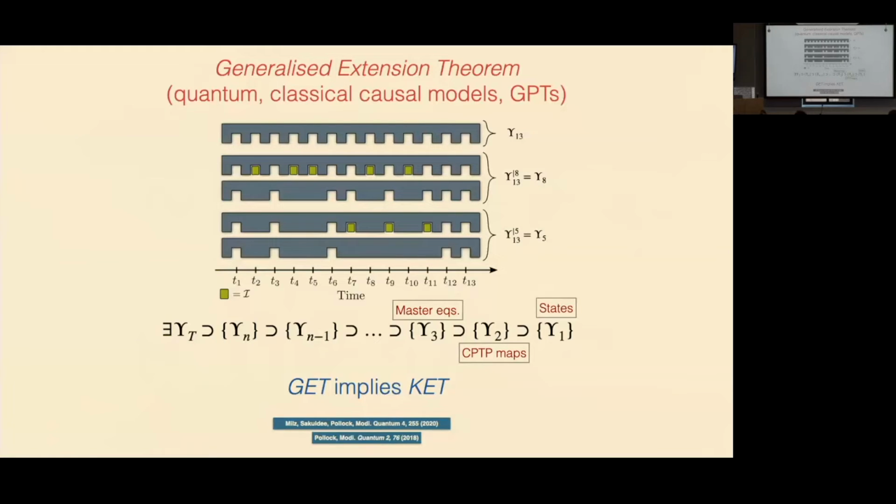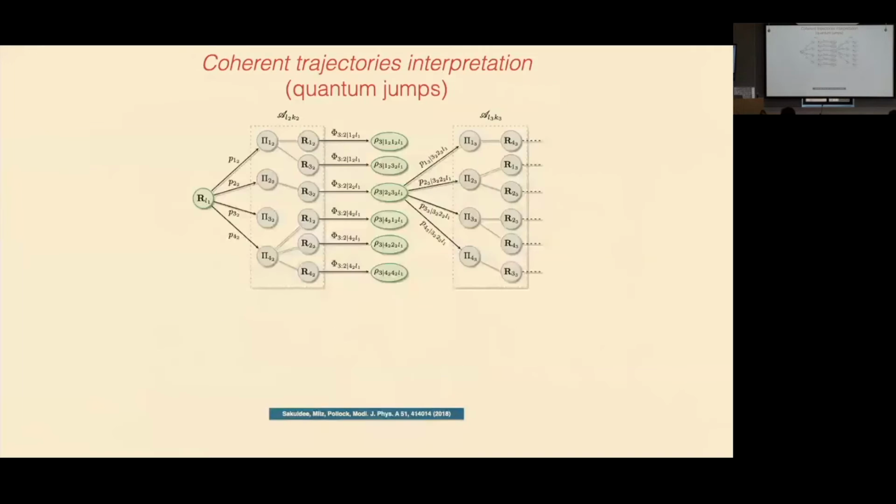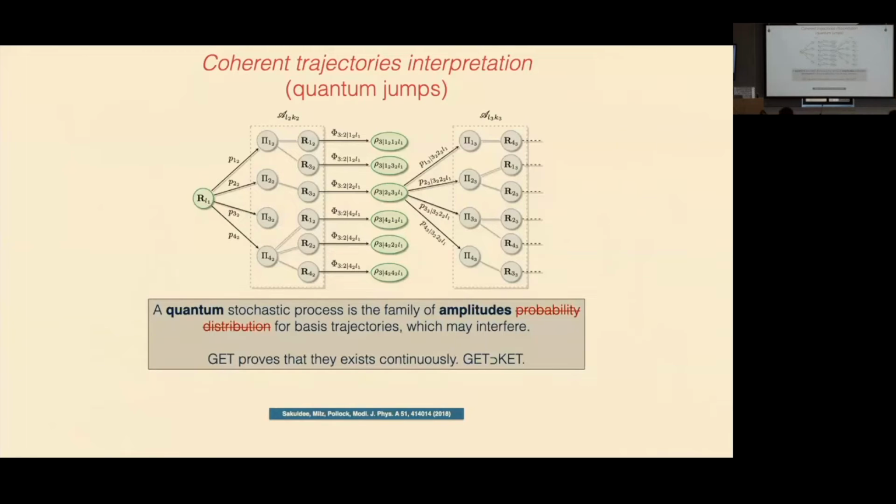And this generalized extension theorem implies Kolmogorov's extension theorem. So it actually works in the same way and captures non-commuting things as well. This is a different way to think about it. Remember the trajectories of the stock prices. You can think about trajectories of quantum amplitudes in a given basis. So a quantum stochastic process can then be defined as a family of amplitudes, as opposed to probabilities, for basis trajectories, which can then interfere.